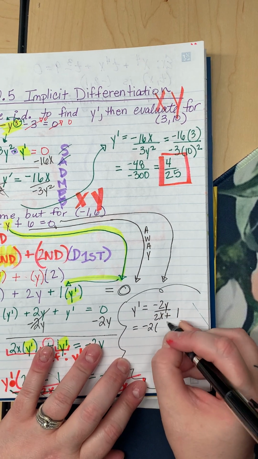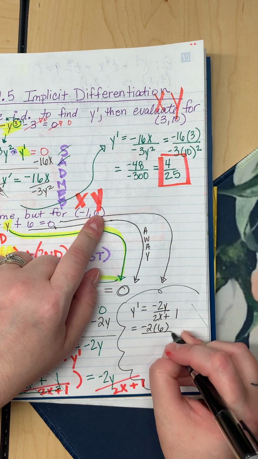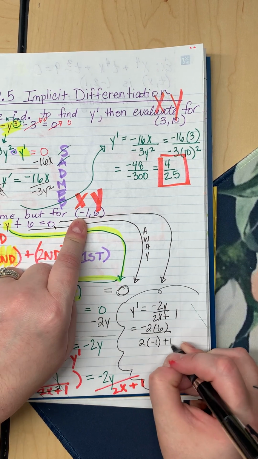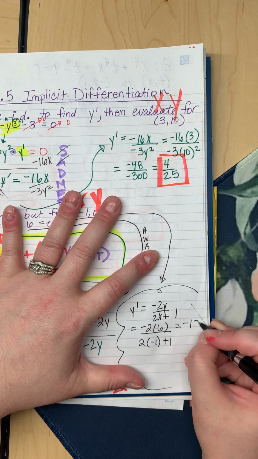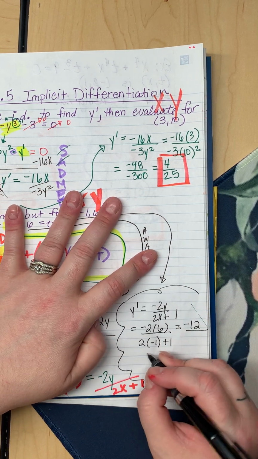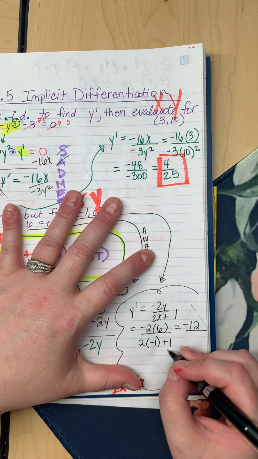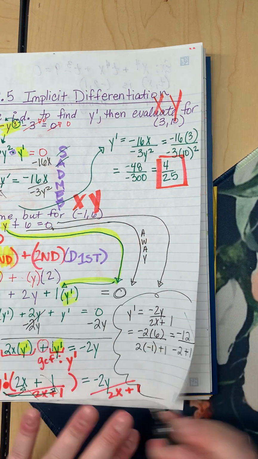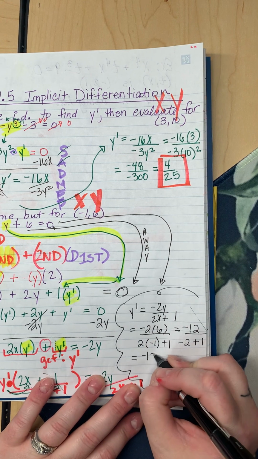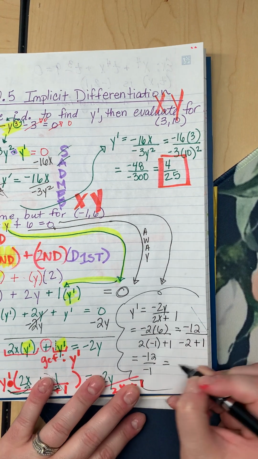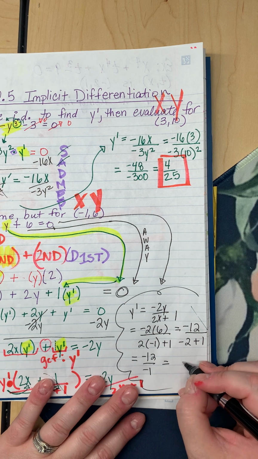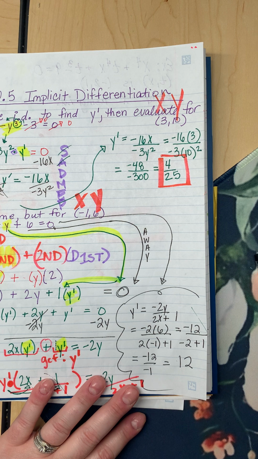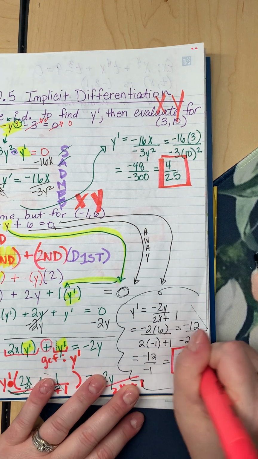Negative 2 times what's y? Oh, it's 6. All over 2 times what's x? Oh, it's negative 1. Plus 1. And then I think this gives me negative 12 on top and negative 2 plus 1 on bottom. And then that becomes negative 12 on top over negative 1, or just 12, because a negative divided by a negative is a positive. Hey, that's my final answer.